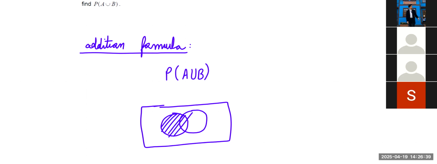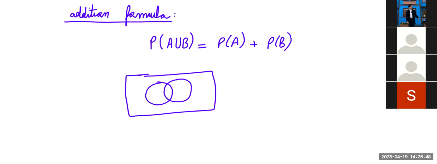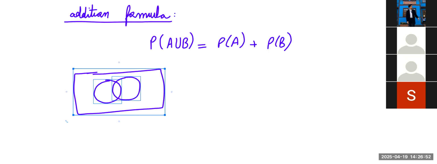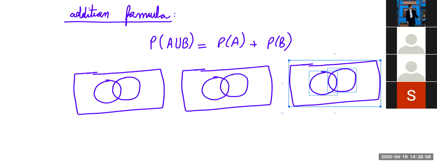However, there's a little issue. If I just say that this is equal to probability of A plus probability of B, it won't really work because look, I will have probability of A, which is all of this, and then I will have probability of B, which is all of this. And if I add them up, what's the problem? What's the issue? Don't they add up to all of this?